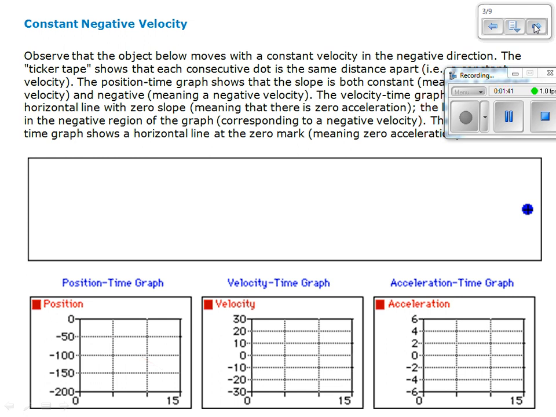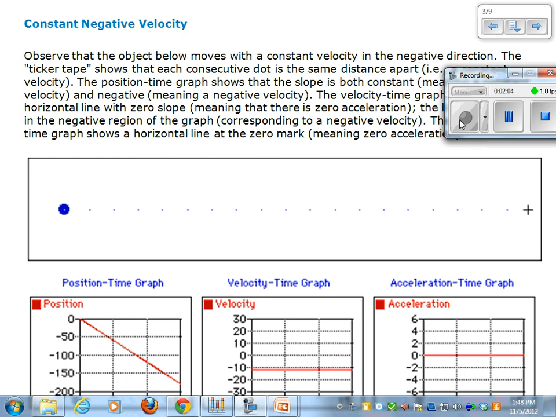You'll notice that the position time graph is straight and angled down, right? Position time graphs that are straight mean constant velocity. The velocity time graph is a constant negative, so it's flat and in the negative region. And once again, the acceleration is 0 because the velocity time graph is flat.